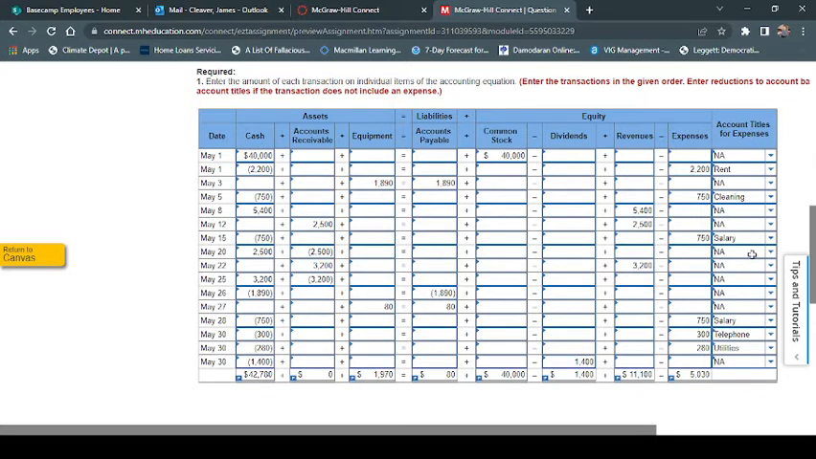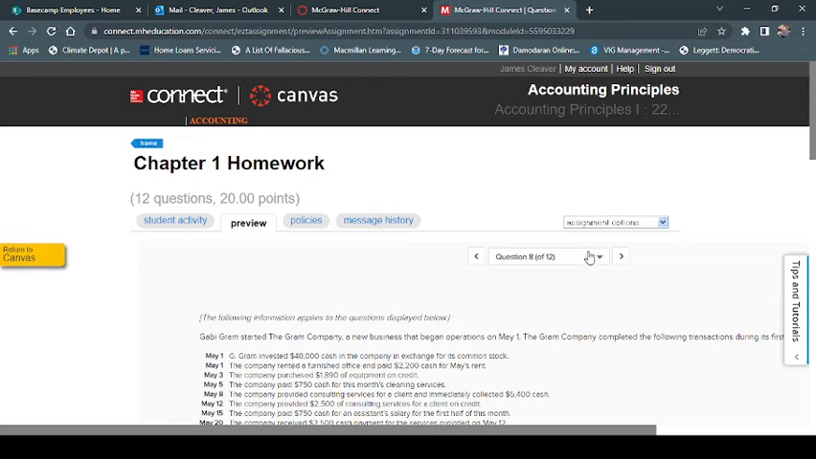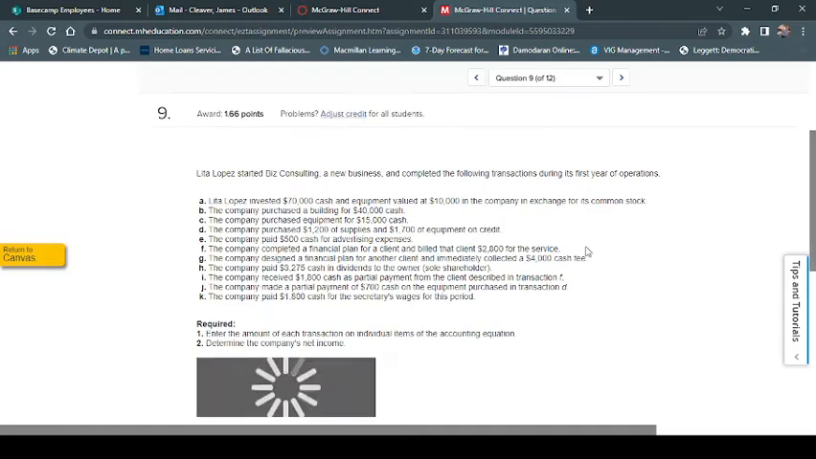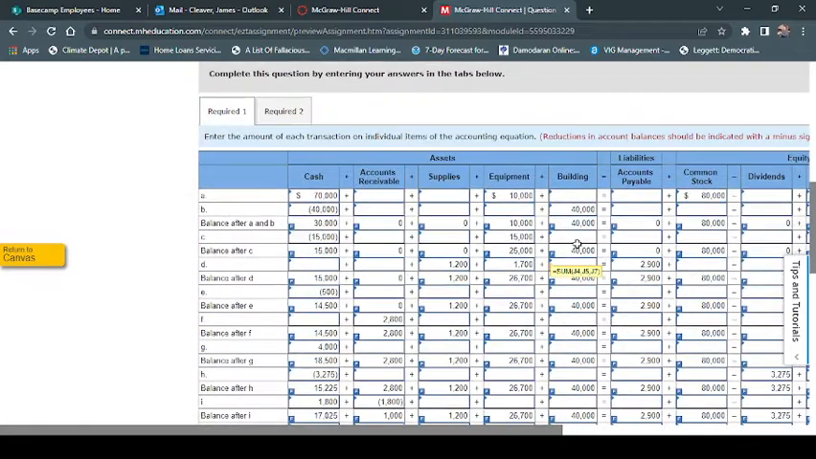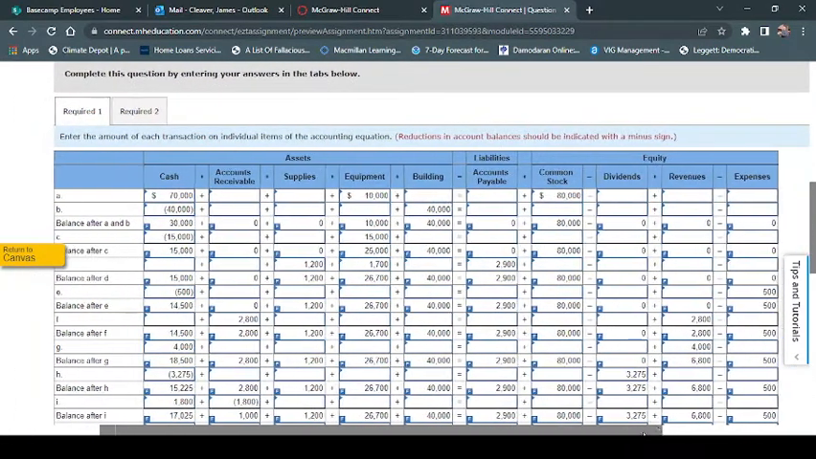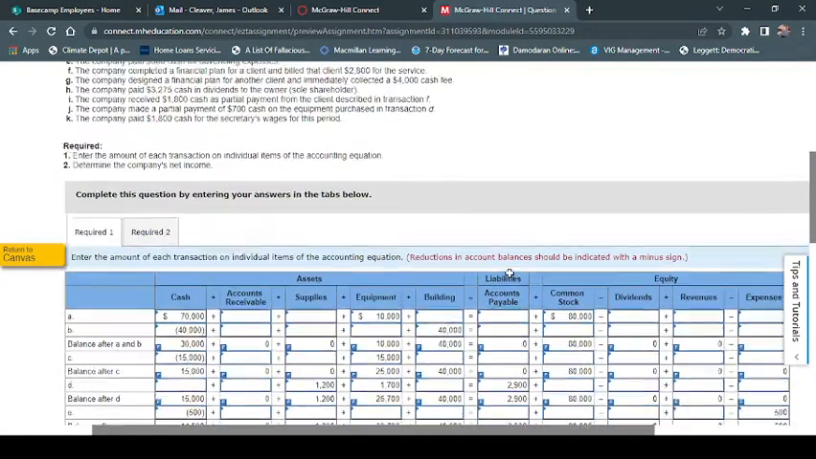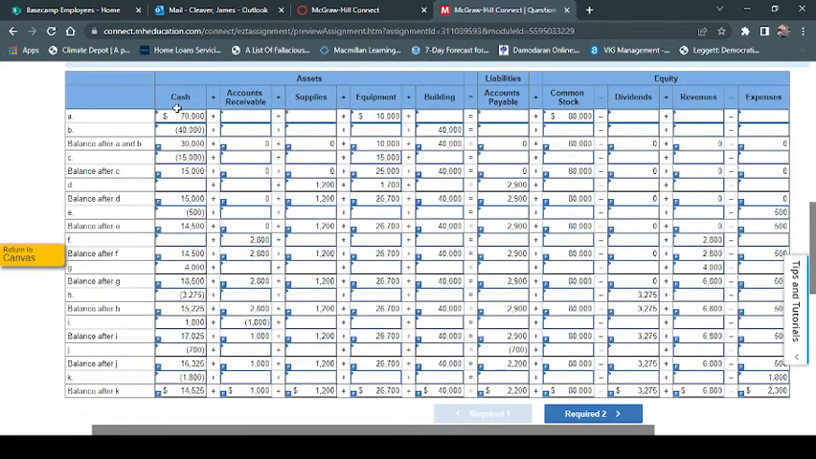Account titles for these expenses are down here, and look what we end up with. It looks harder than it is, but again, I know if you're brand new, it's kind of freaky. We'll go over it again. Here's 9. Same question. Right, and you go one by one. It seems really complicated, but it's not too bad once you get going.